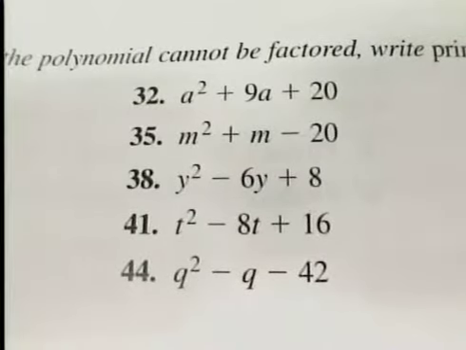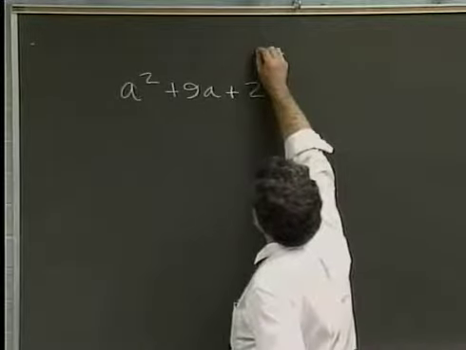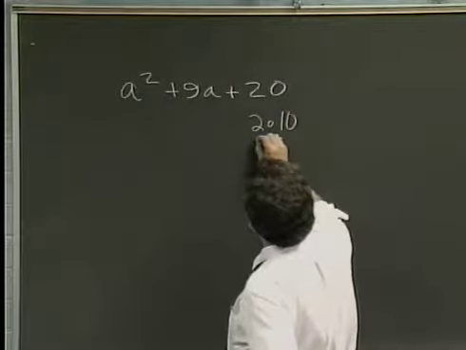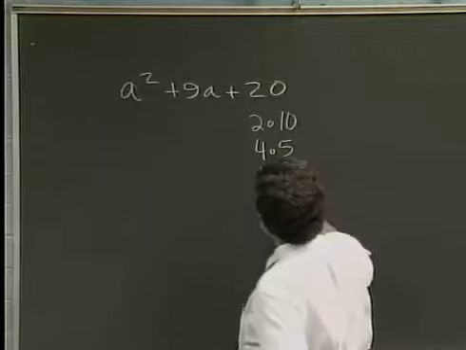I'll just leave that up there for a moment. And Debbie, I'm going to have to head over to the side. We've run out of space up front. But I'll write that first, and then we're going to go to the next one. But let's write a squared plus 9a plus 20. And what you're doing is thinking in this process, and I'll write it down below this time, 2, 10, 4, 5, and of course there's always the 1, 20.